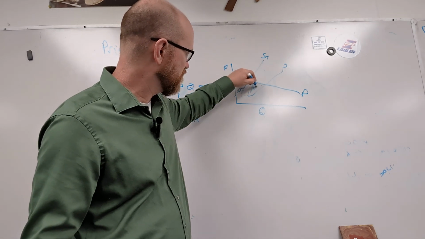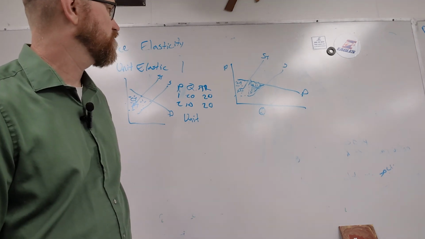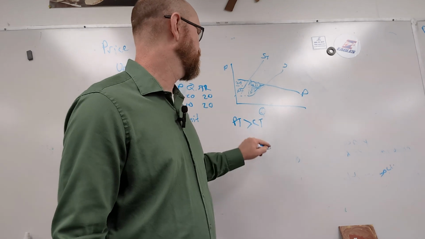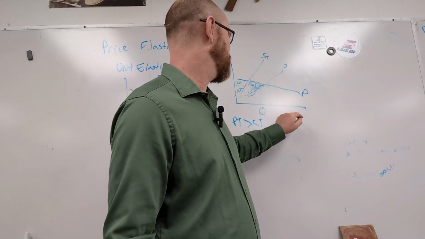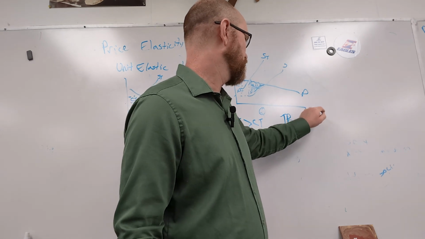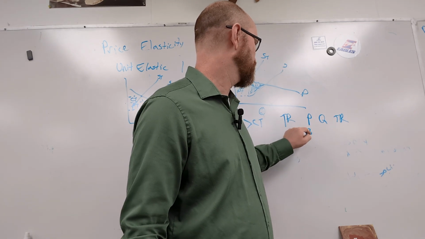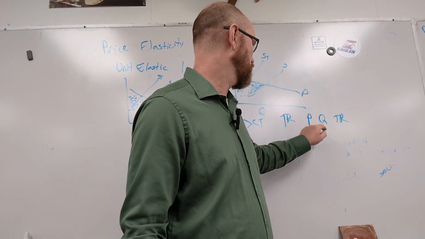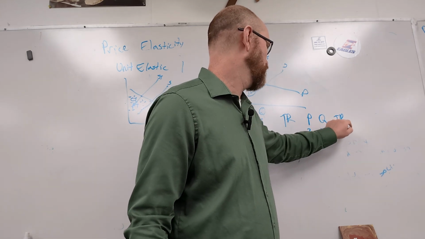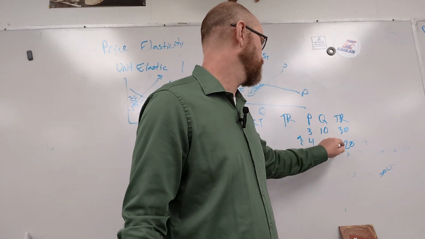Forgot to note this area, guys, is the dead weight area. I hope you know that at this point. So producer tax is greater than consumer tax in this example. Total revenue test: the change in quantity is greater than the change in price. So price, quantity, TR. Price changed from 3 to 4, quantity changed from 10 to 5. Then you went 30 to 20, okay? And so price is going up, total revenues are going down.